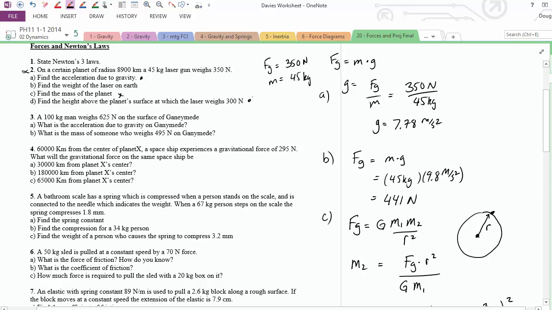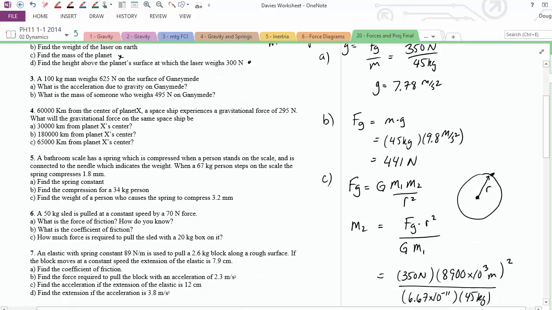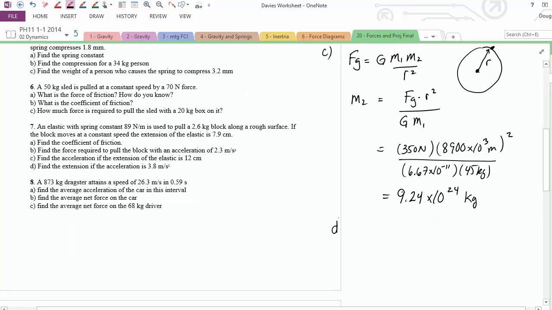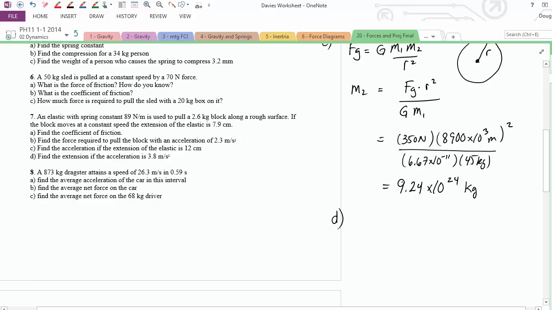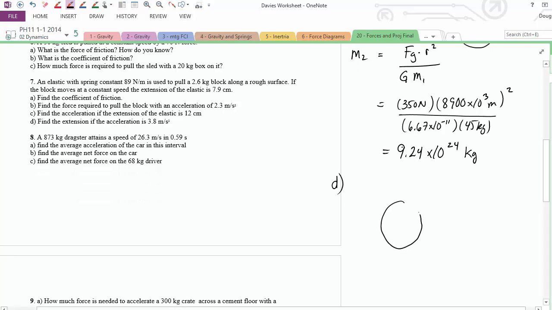Oh, and then finally, find the height above the planet's surface at which the laser weighs 300 newtons. So I'll sketch what that would look like. Here's a planet, and it's some height above the planet, call that x. If we say h equals r plus x, we want to know what that total separation h is that would make the weight 300 newtons.